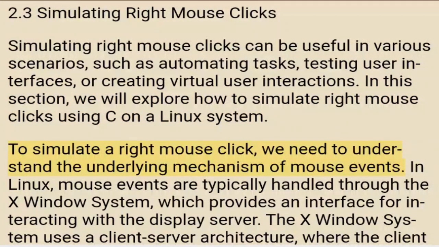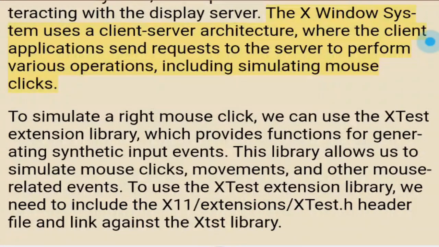To simulate a right mouse click, we need to understand the underlying mechanism of mouse events. In Linux, mouse events are typically handled through the X window system, which provides an interface for interacting with the display server. The X window system uses a client-server architecture, where the client applications send requests to the server to perform various operations, including simulating mouse clicks.